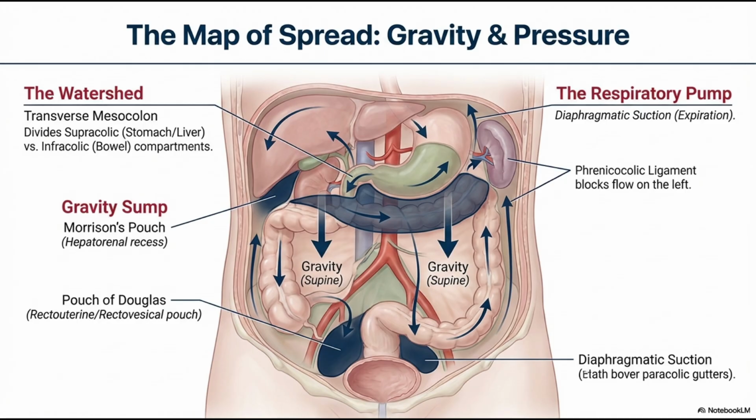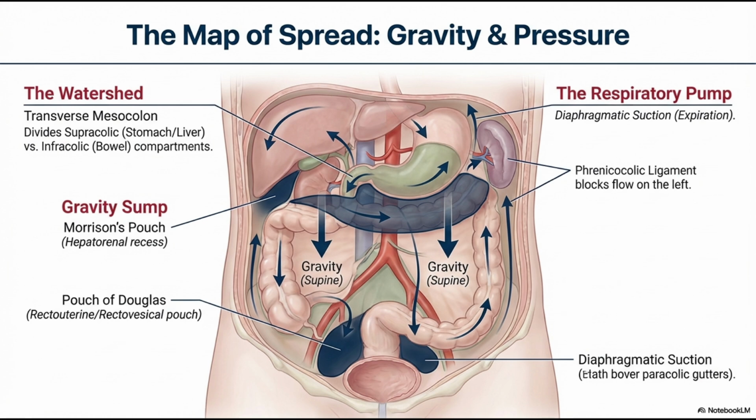Supine. They're in the ICU. They're flat on their back. So gravity is absolutely pooling fluid in the dependent spaces, Morrison's pouch on the right, and the pelvis. But that respiratory pump is still active. It is constantly trying to pull that inflammatory fluid up the gutters toward the diaphragm. This is why you get subphrenic abscesses, these collections right under the rib cage. Even when the original problem was way down in the appendix or the sigmoid colon, the pus travels.